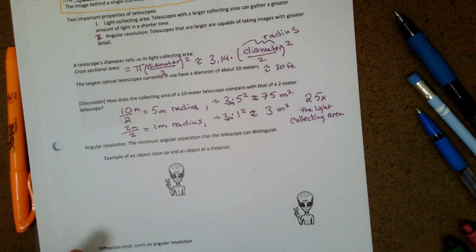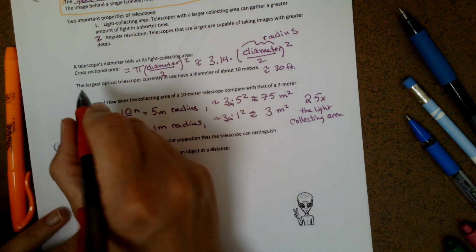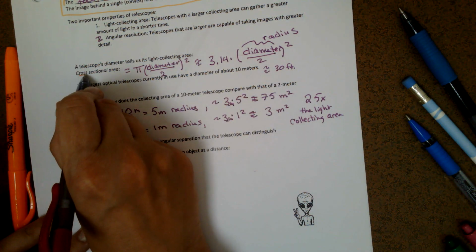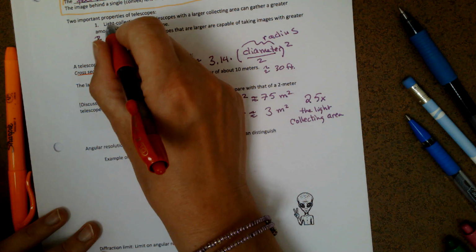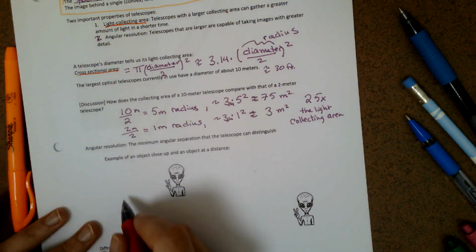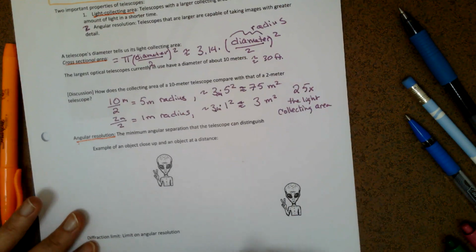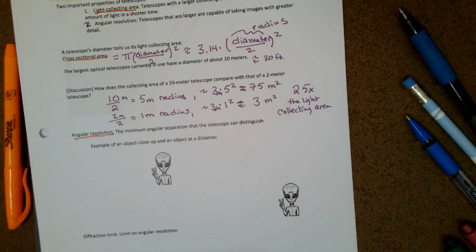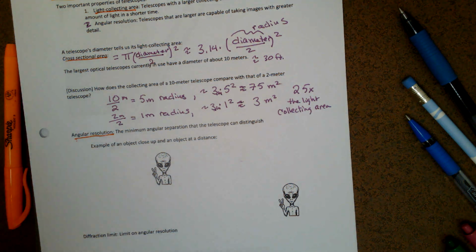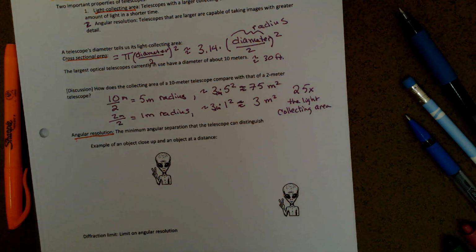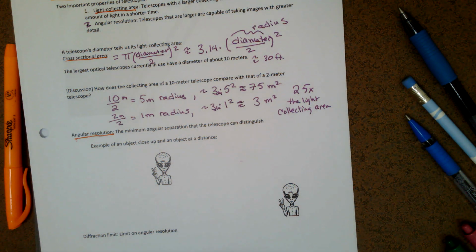So we have a couple of definitions that we've worked through already here: cross-sectional area, light collecting area, and now angular resolution. To understand the angular resolution, it's useful to understand the angular separation, which is what here.